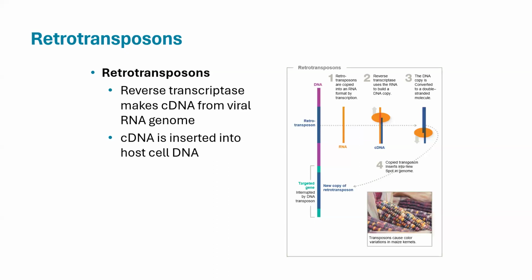And so in retrotransposons, there's going to be a reverse transcriptase that makes cDNA from like a viral RNA genome, and then that cDNA gets inserted into the host cell. So that's what we see here. First we get the formation of an RNA from our virus, and then reverse transcription is going to make your cDNA complement to that RNA, and then this cDNA gets inserted into the genome somewhere else.